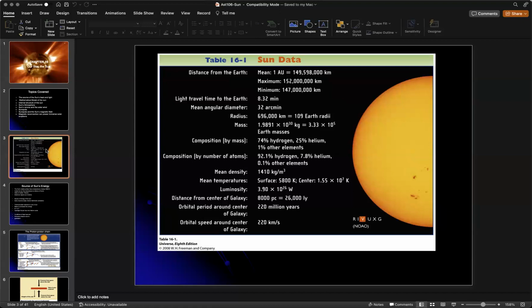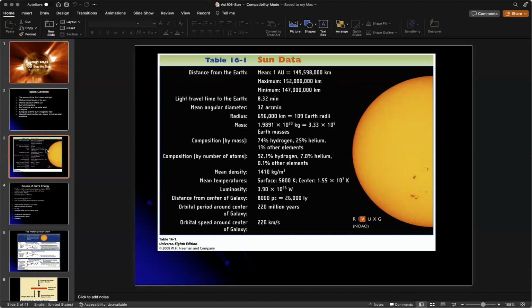The mean density is 1,410 kilogram per cubic meter. Mean temperature on the surface is 5,800 Kelvin. And in the center, it is 15 million Kelvin. The luminosity, that is the amount of energy that it emits per second, is 3.90 times 10 to the 26 watts. That means that many joules in every second.